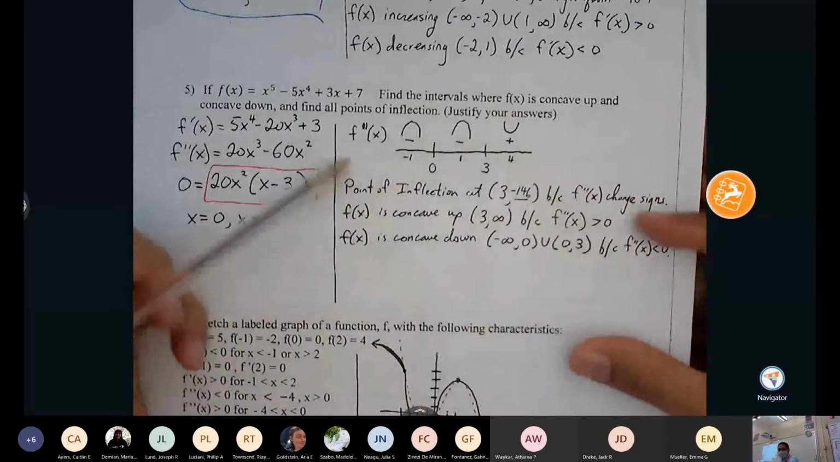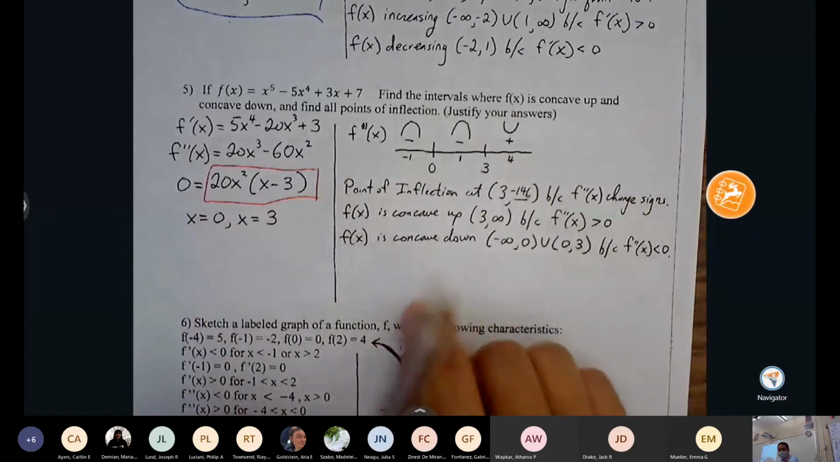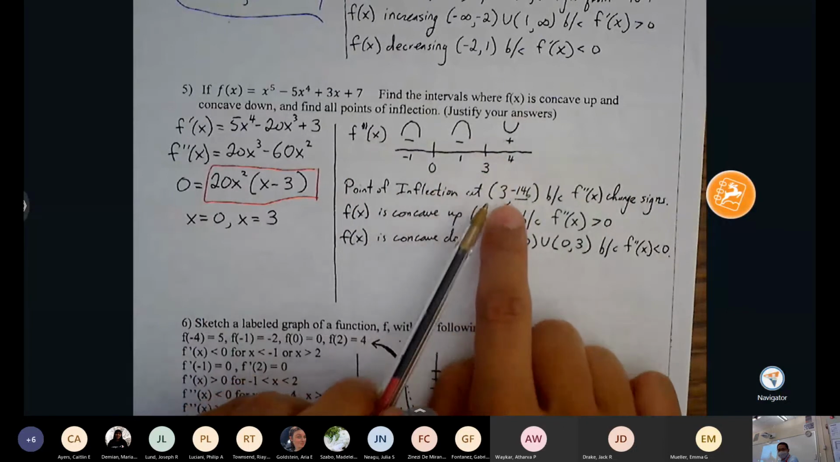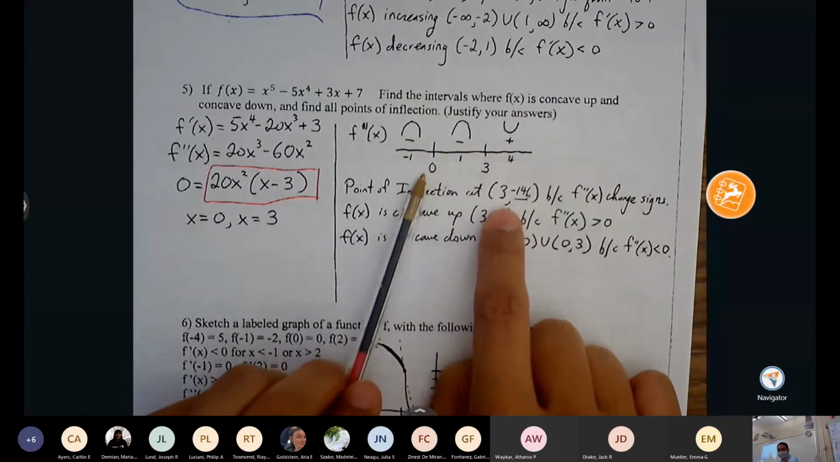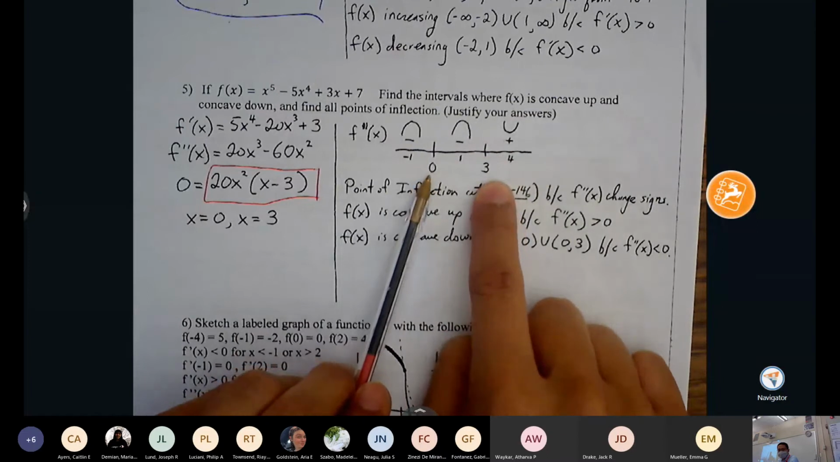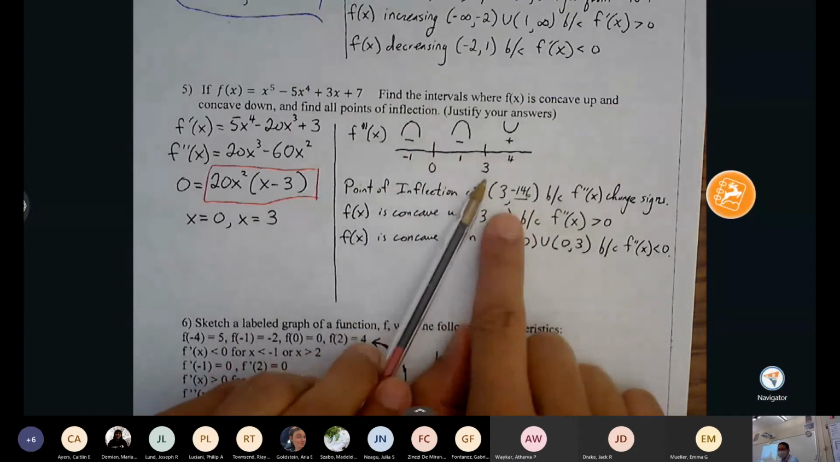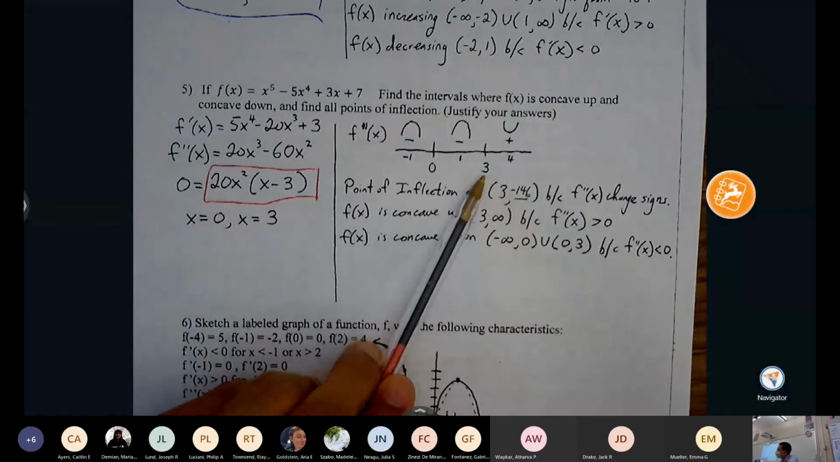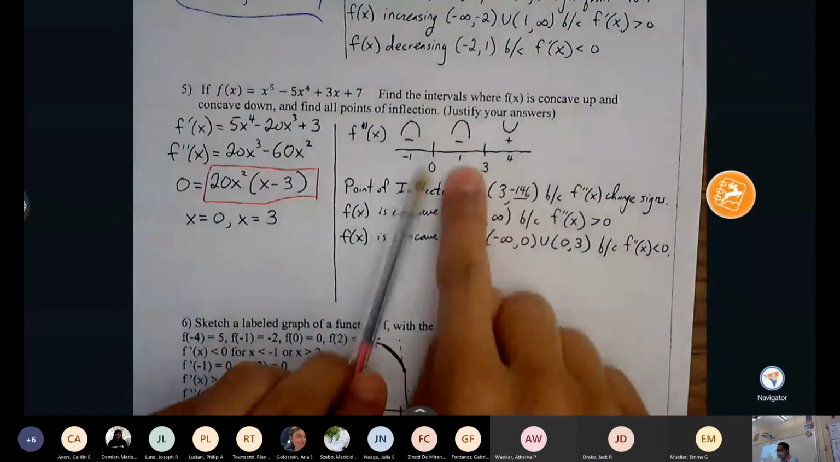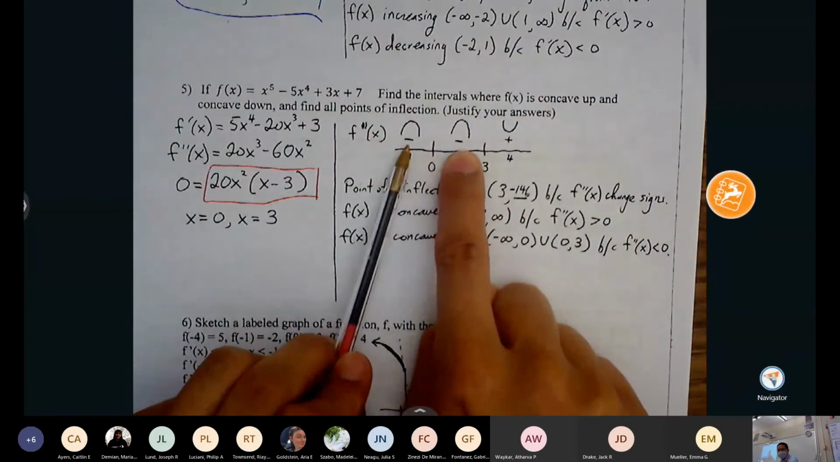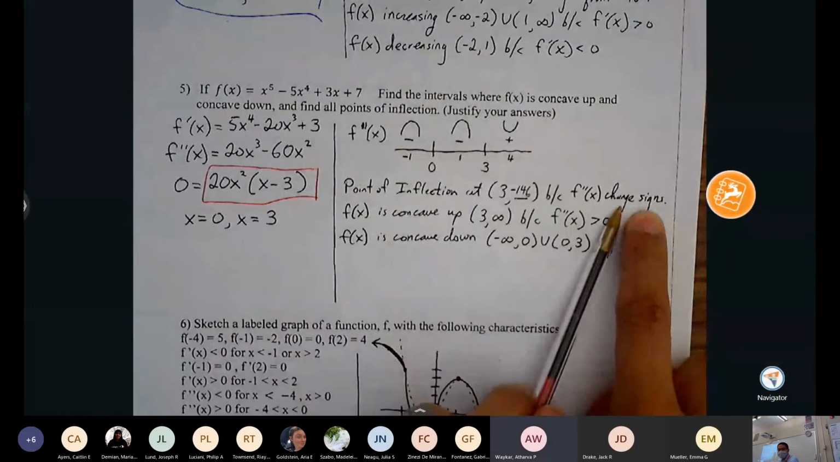From this, we should be able to write all of our statements of concave up and concave down and point of inflection. But look at this problem, though. Why is there only a point of inflection at 3 and not at 0? No sign change. There has to be a sign change in order for us to call it a point of inflection, a transition from one concavity to the next. Here, it's a candidate, but it doesn't fulfill the condition that it requires. F double prime needs to change signs if we want to call it a point of inflection.